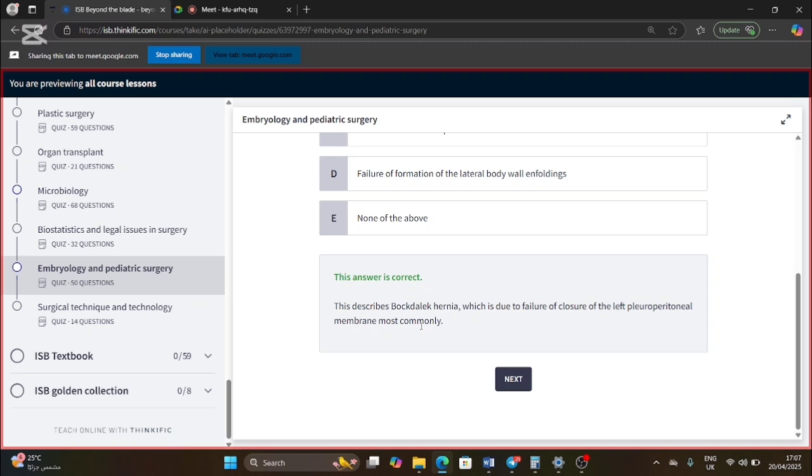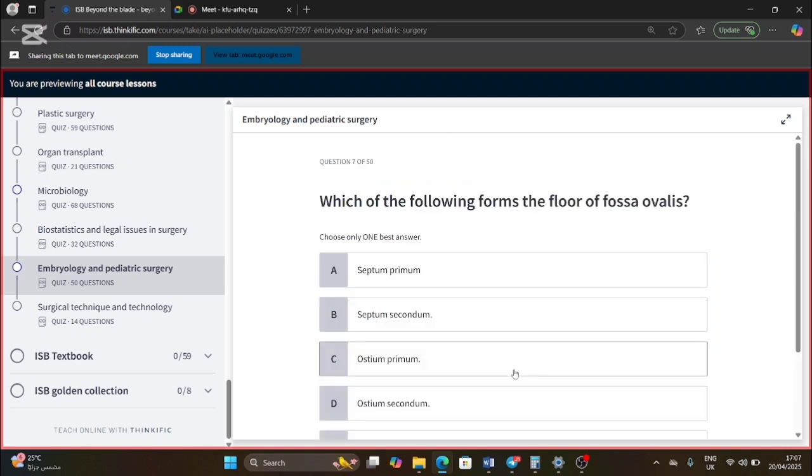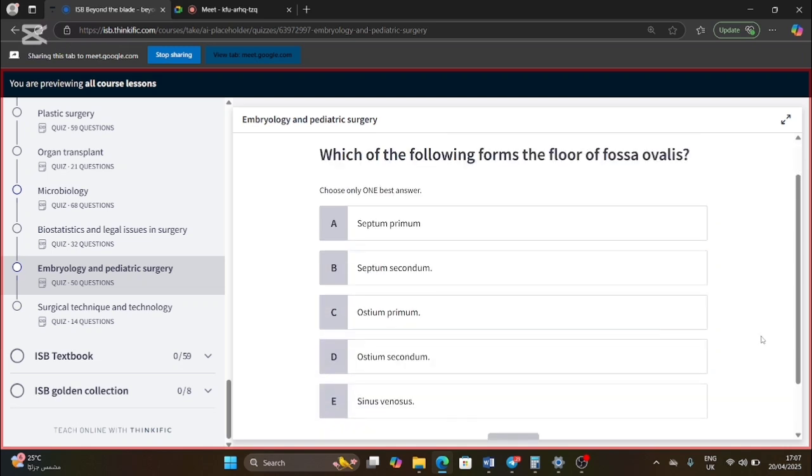Because we're talking about this, right? Bochdalek hernia. It is usually posterolateral and to the left, right? It's due to failure of closure of the left pleuroperitoneal membrane. Okay, that's perfect. Let's look at the next one.